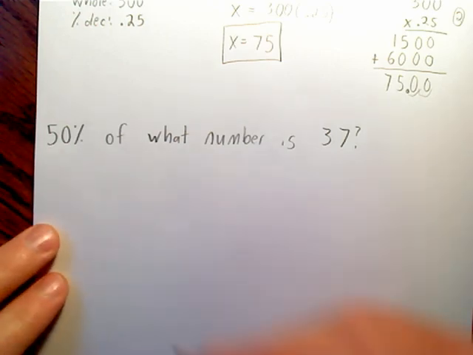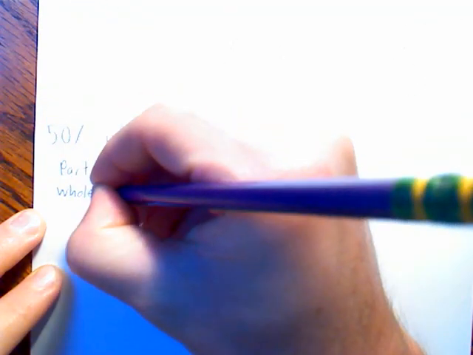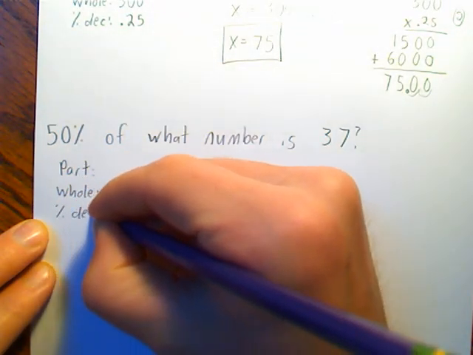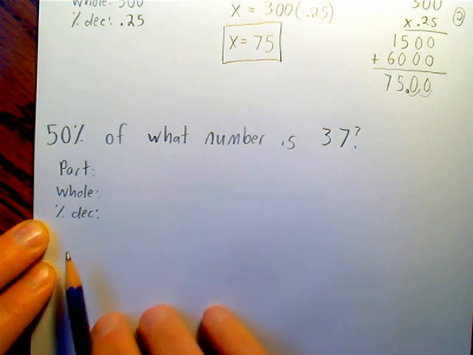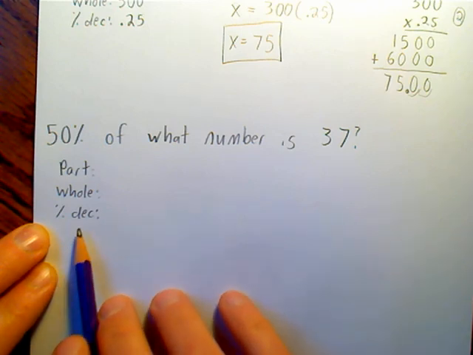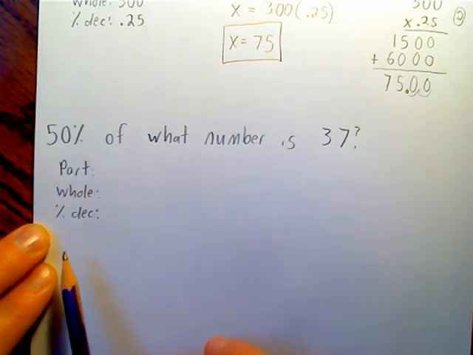Always, always, always the first step is identifying the part, the whole, and in this case, the percent as a decimal. Don't get tripped up there. That's the biggest key between the proportion method and the equation method, is that in the equation method, you need to convert the percent into a decimal. So why don't we do that right now?